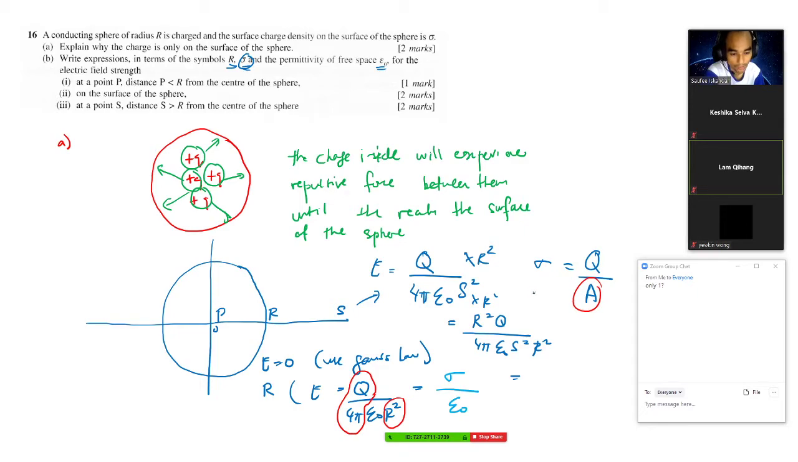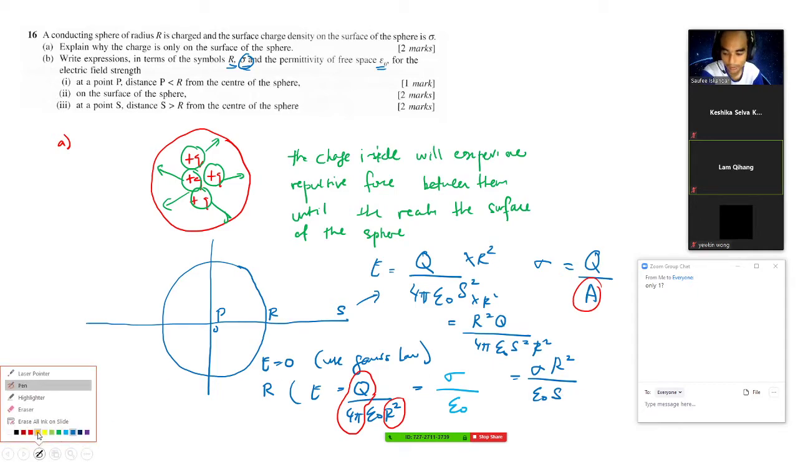Now we can use sigma because we have 4 pi epsilon naught R squared, and we have a Q. So we have sigma R squared divided by epsilon naught S. Okay, so this one will be the answer for the whole thing. So the first one will be E equals to 0. You can use the Gauss law. You have learned Gauss law.